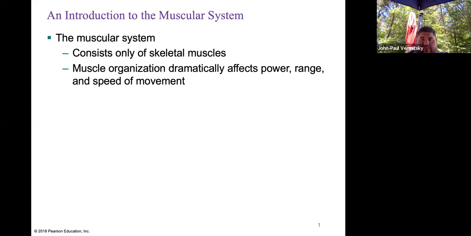Hey guys, so today we're going to go over the muscles. So the muscular system consists of only the skeletal muscles, and the organization of the muscles will affect the power, range, and speed of movement, meaning the position of the muscles and how many muscles are there to support, say, the prime mover, which would be the muscle that's responsible for the main movement or action.